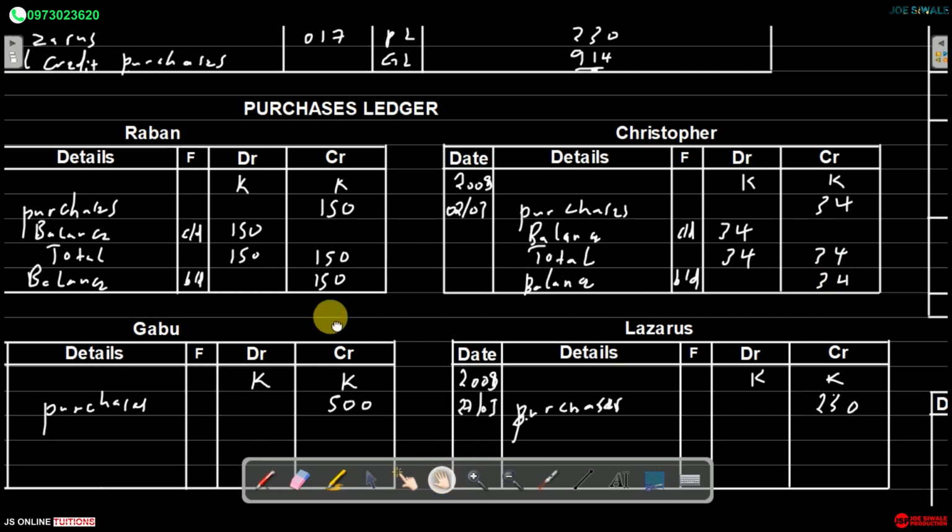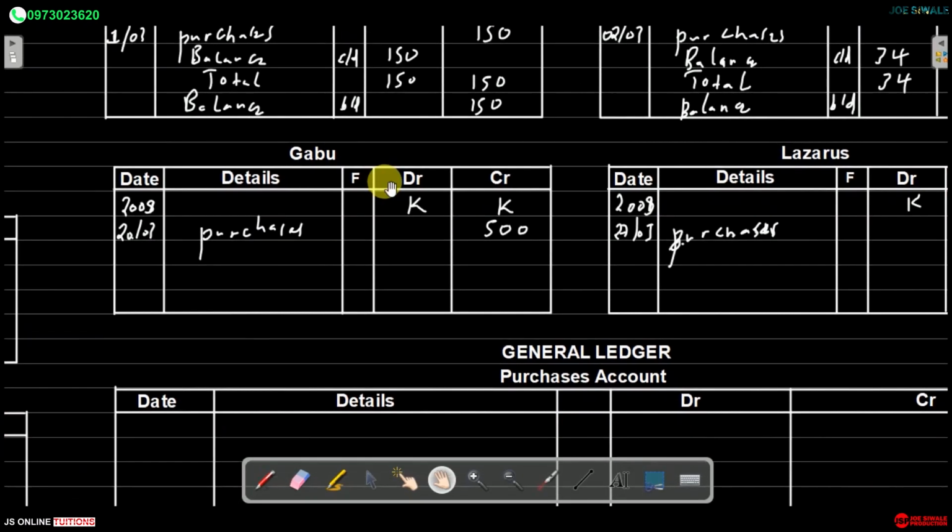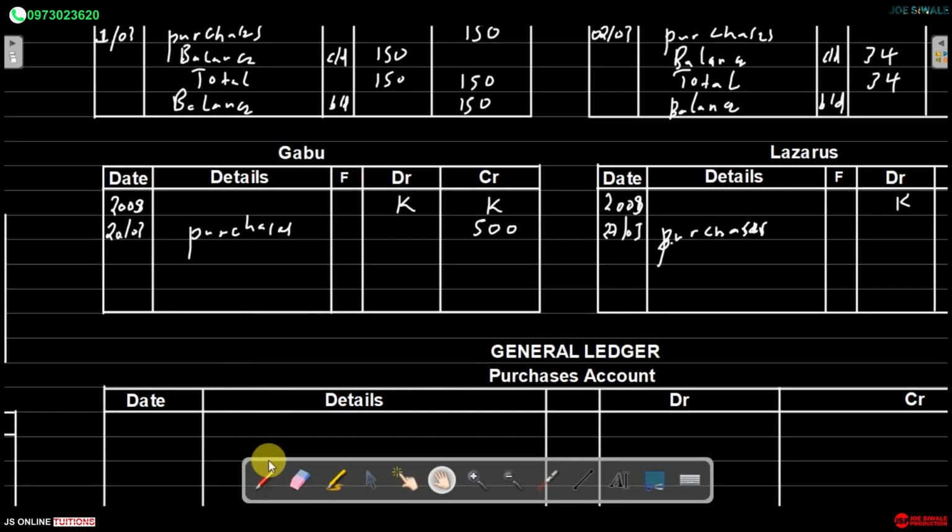Then let us look at the next account, that for Gabu. For Gabu, again, we're going to find our balance carried down, our balance brought down, then our total. Our total there is 500 on the debit side and 500 on the credit side. Our balance carried down is going to be shown on the debit side as 500, and the balance brought down is going to be shown on the credit side as 500.